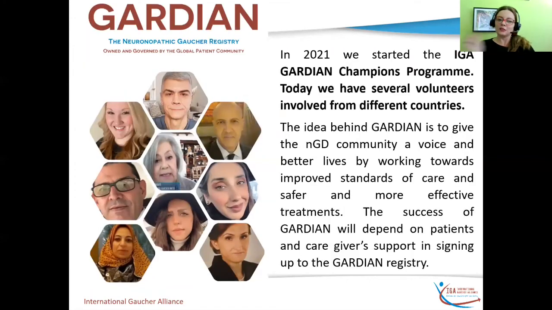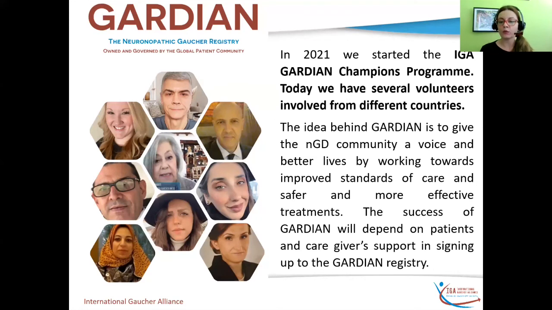And this is a new program that we started last year. This is the Guardian Champions program. So IGA launched the Guardian Registry, and this is a registry for patient-reported outcomes and observer-reported outcomes, and it's owned and governed by the global patient community. So it's owned by the patients, by IGA. It's not owned by a pharma company.